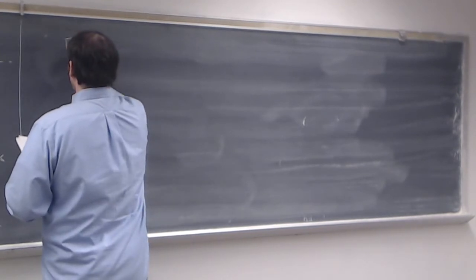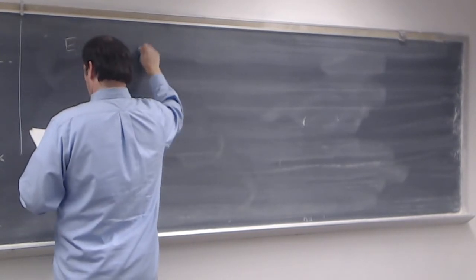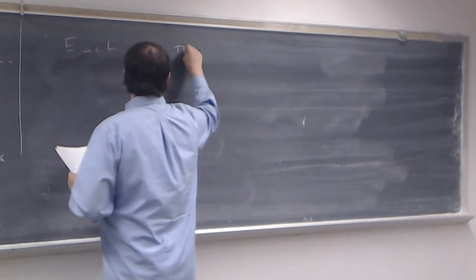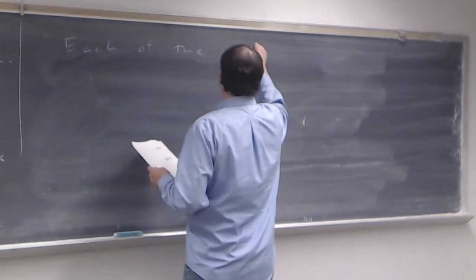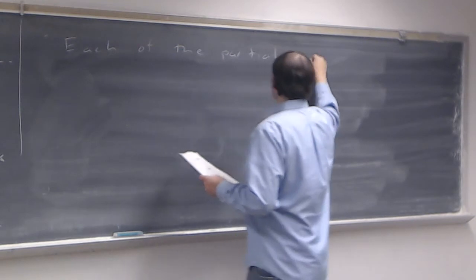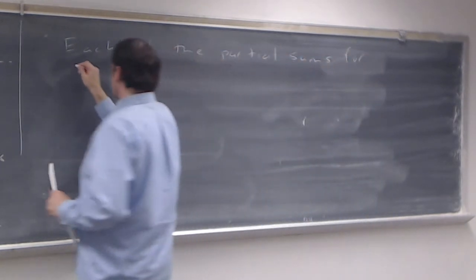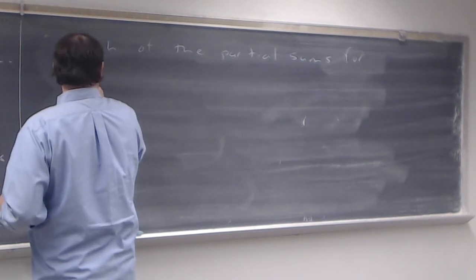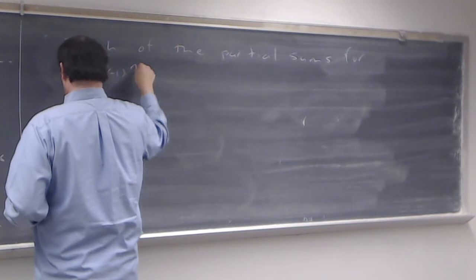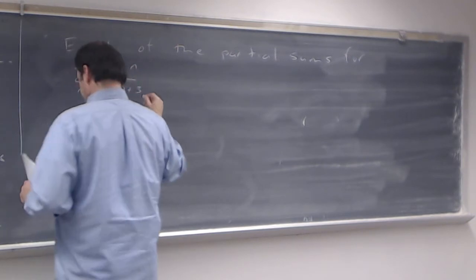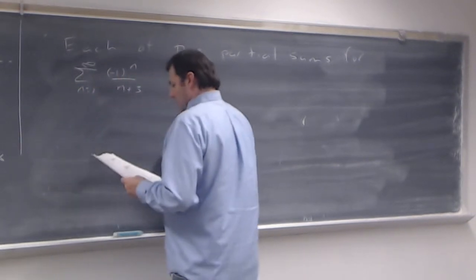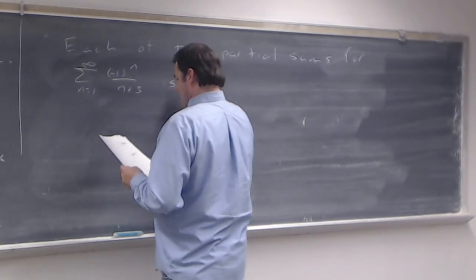Well, first of all, let us notice that each of the partial sums for this part of S, which is n running from 1 to infinity, of minus 1 to the n over n plus 3, is negative.